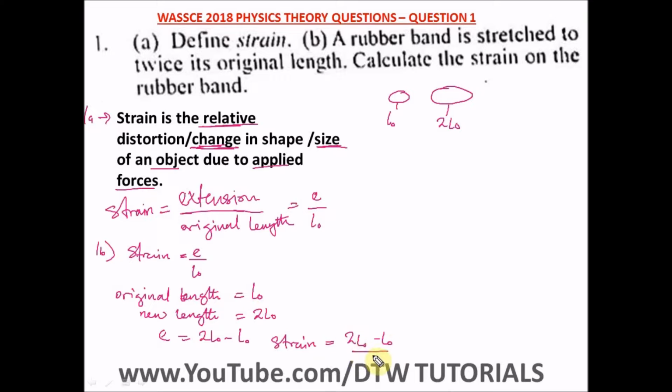over LO. Here don't make the mistake of making your new length the extension, because some students do miss it by saying extension is just the new length. Extension is your new length minus the original length. So from here we have 2LO minus LO, that will give us LO. Then divided by LO, and this cancels out and we have 1. So our answer is 1. Remember, strain doesn't have a unit, as I said from the beginning.